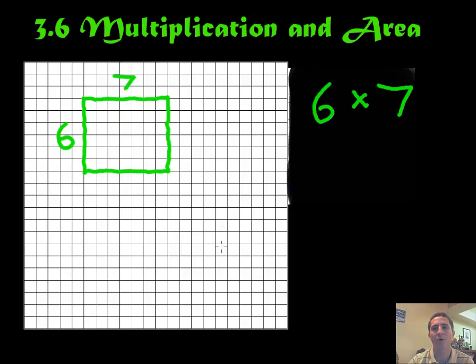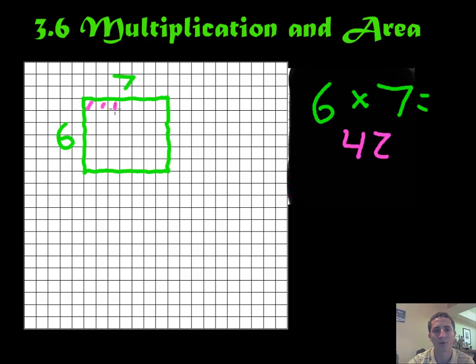Okay, on our next one here, we're going to work on a different problem, 6 times 7. You can see I've drawn a rectangle here that is 6 height and 7 width. Whenever we find the area of a rectangle, we always multiply the height times the width, and that will tell us how many square units are inside of our rectangle. So if we're looking at this one, 6 times 7, we know that's 42, and I want to show you how we have 42 squares inside of this rectangle.